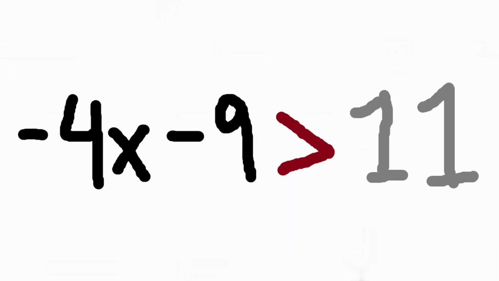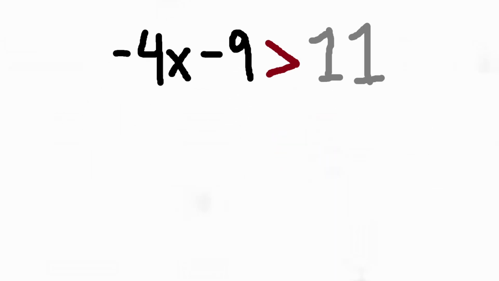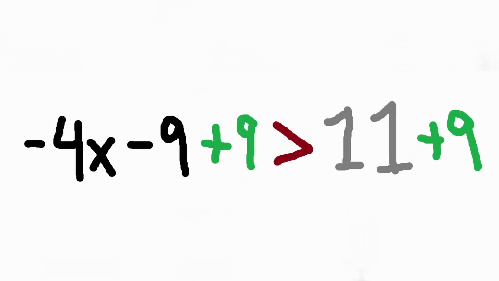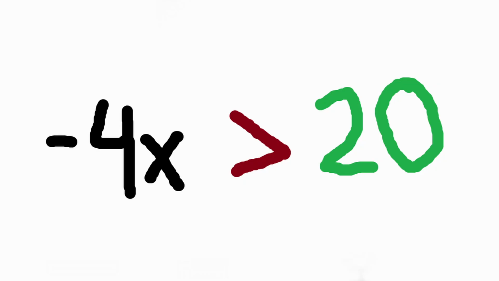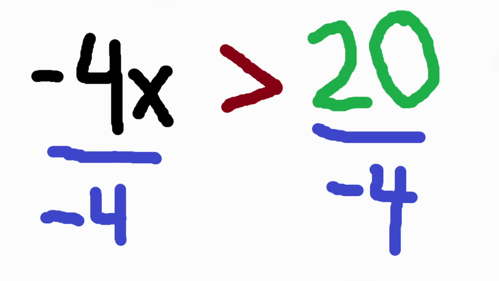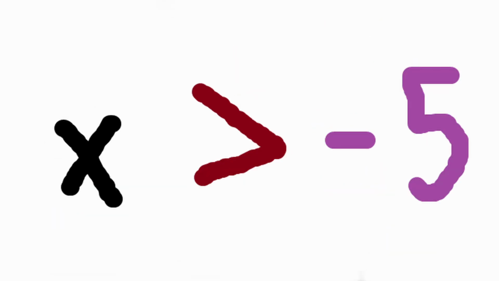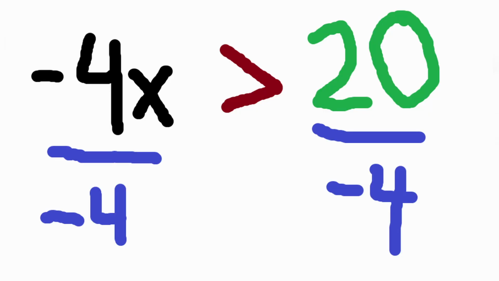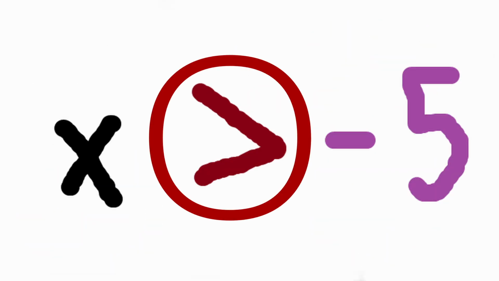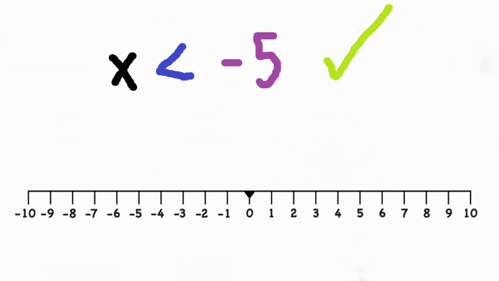Back to our original example, we can use the rules we just learned to solve for the solution set. We first add 9 to both sides to isolate x, and then divide by a negative 4 on both sides. And yay, we're done! Right? Wrong. Because we divided by a negative, we have to also flip the inequality, so the correct answer would be x is less than negative 5, which on a number line would look like this.